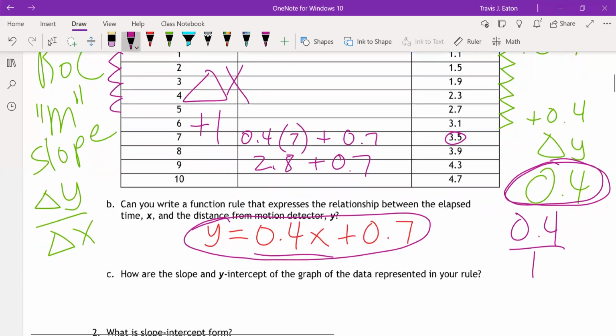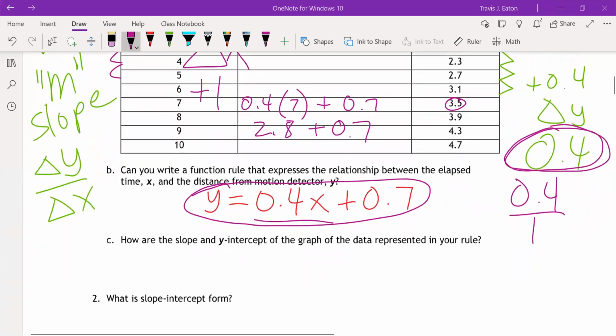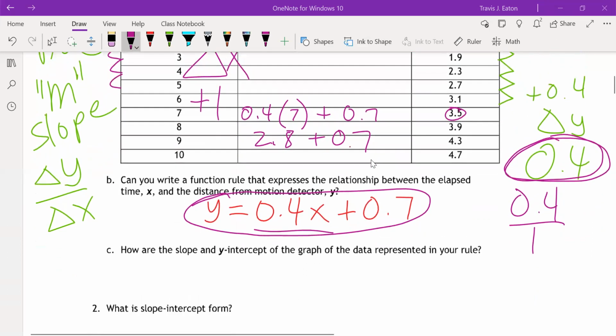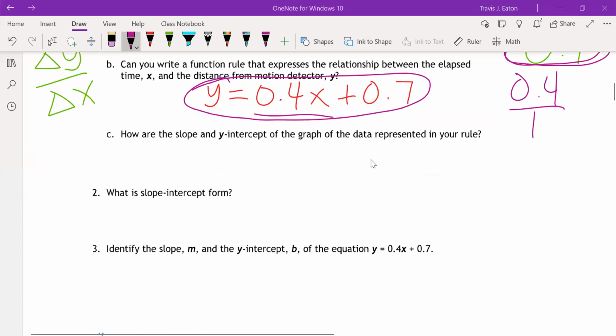So then we ask ourselves this question here. How are the slope and y-intercept of the graph of the data represented in our rule? Well, what does that mean? How are the slope and y-intercept of the graph of the data represented in your rule? What does all that mean? Can anybody tell me? The slope and the y-intercept. Let's start with slope. What is the slope?